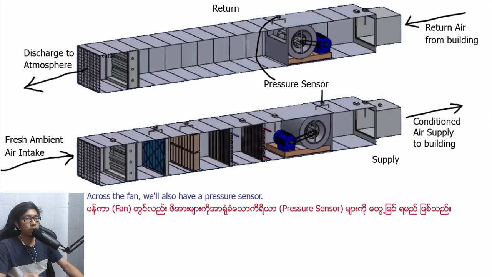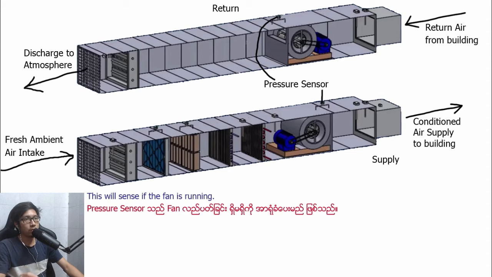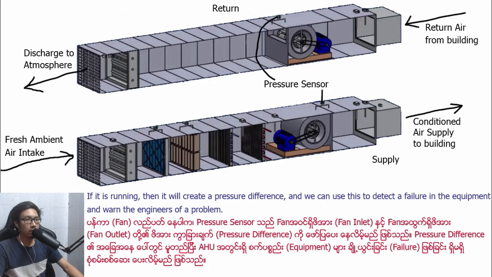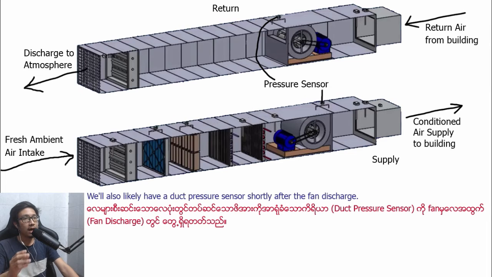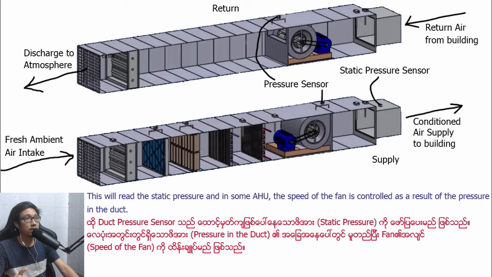Across the fan, we also have a pressure sensor. This will sense if the fan is running. If it's running, then it will create a pressure difference, and we can use this to detect a failure in the equipment and warn the engineer of a problem. We also likely have a duct pressure sensor shortly after the fan discharge. This will read the static pressure, and in some AHUs, the speed of the fan is controlled as a result of the pressure in the duct.